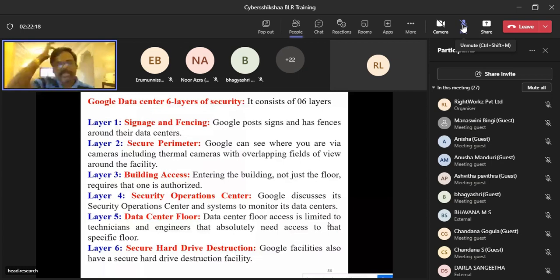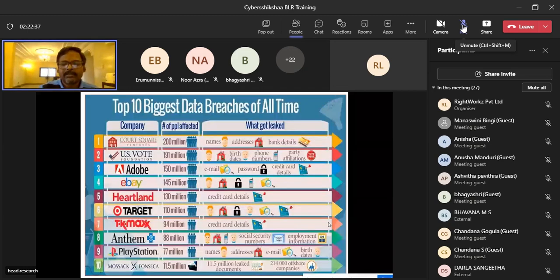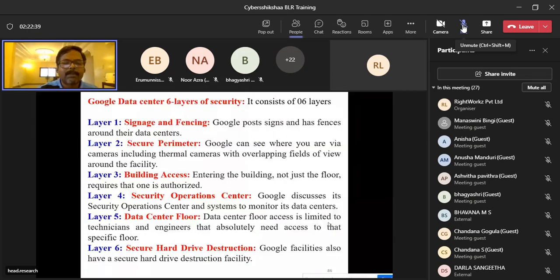The last one is secure hard drive destruction. Google facilities also have a secure hard drive destruction facility. These are the 6 layers of mechanisms they are using in the Google data center. So with this, the first module is completed.